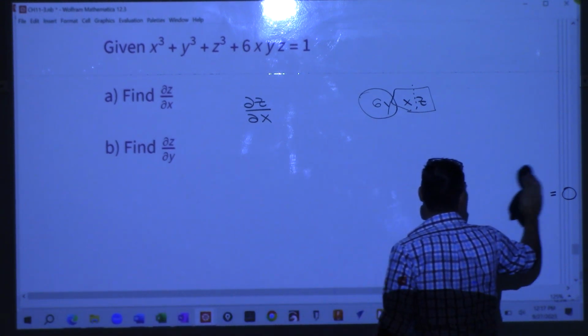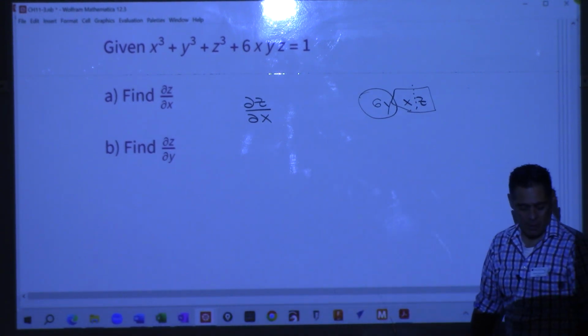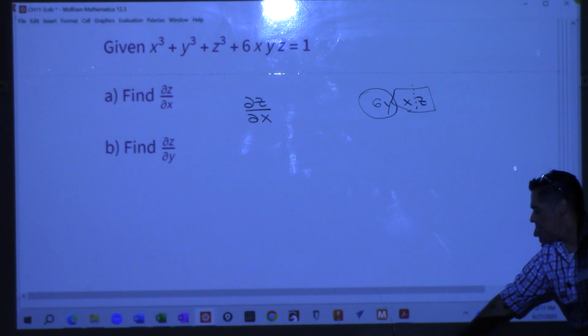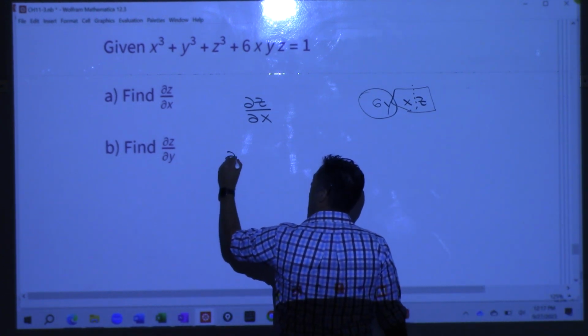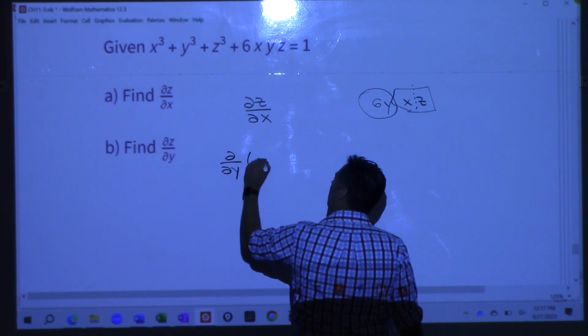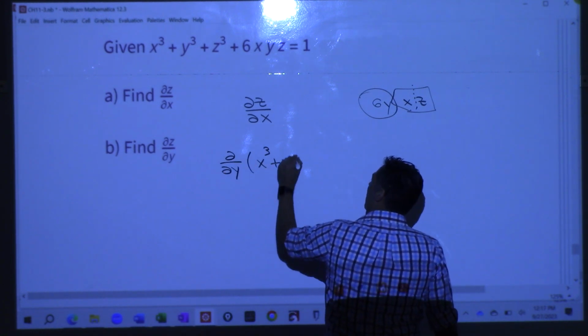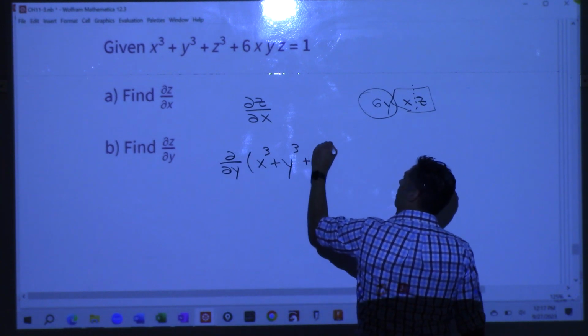The only difference there is it's with respect to y, right? Okay, let's see if we can go through this one a little faster. So I'm going to do implicit. I'm going to do the partial with respect to y. It's almost the same, right? Almost the same.